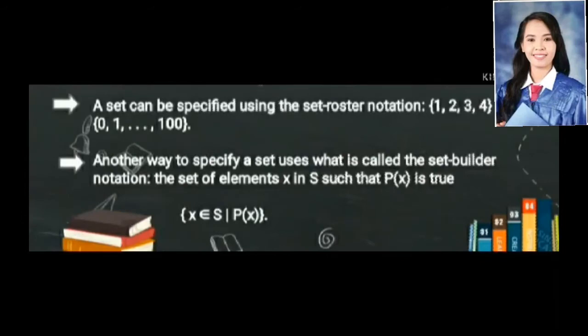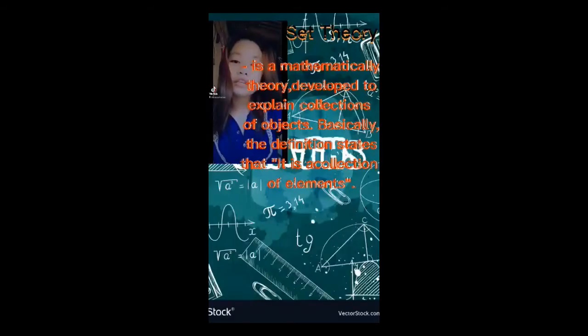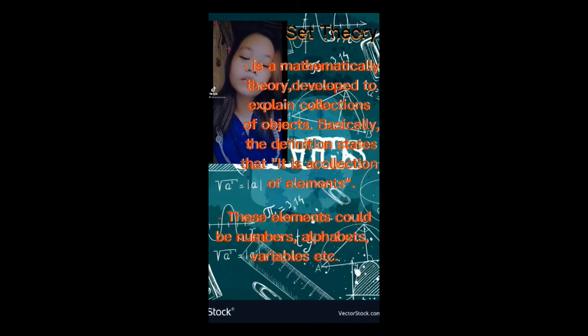Another way to specify a set uses what is called the set builder notation: the set of elements x in S such that P(x) is true. Set theory is a mathematical theory developed to explain collections of objects. Basically, the definition states that it is a collection of elements. These elements could be numbers, alphabets, variables, etc.